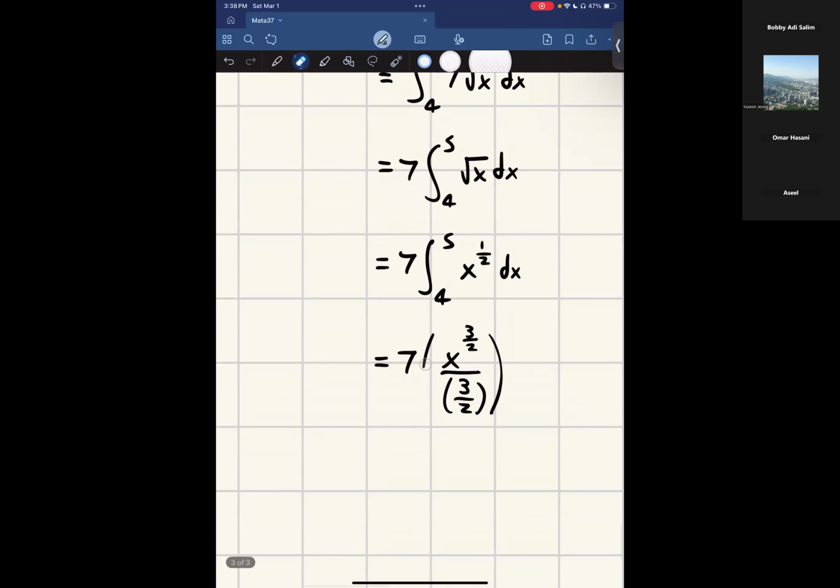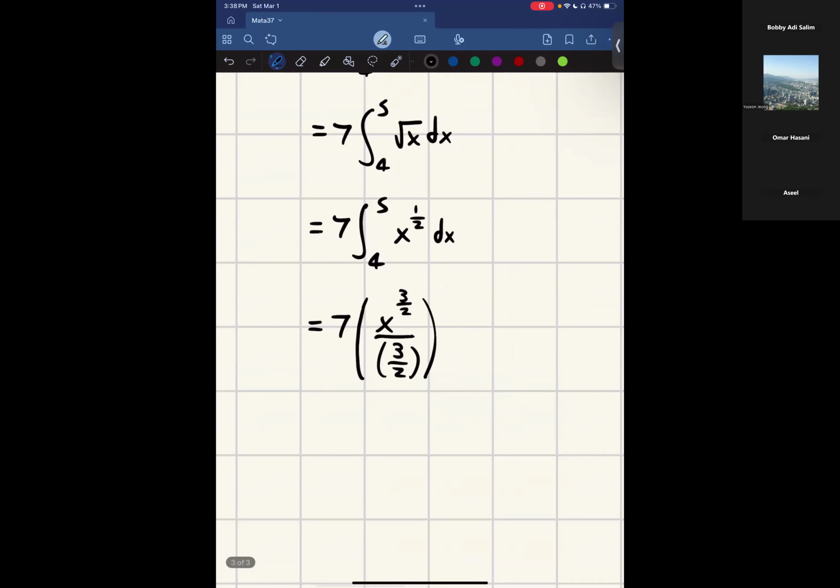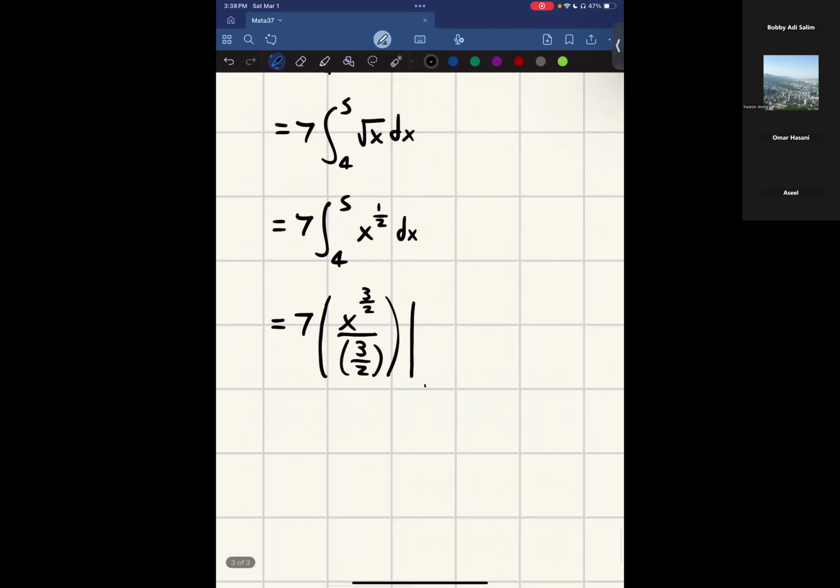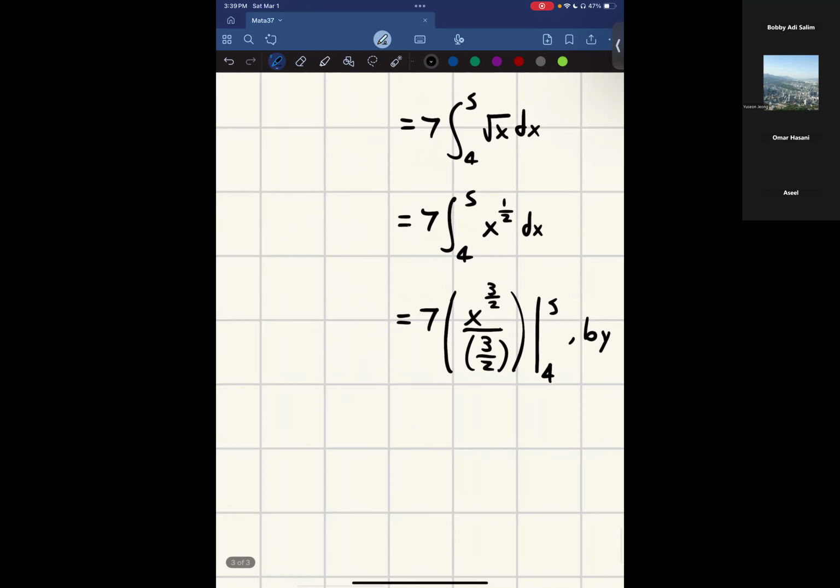And this is going to be evaluated at 4 and 5, our endpoints. And an important piece of justification is that at this step, you always need to say by FTOC1. So it sounds like we're nagging about justification, but you would lose marks if you didn't justify these. So it's important to be in the habit of doing it.